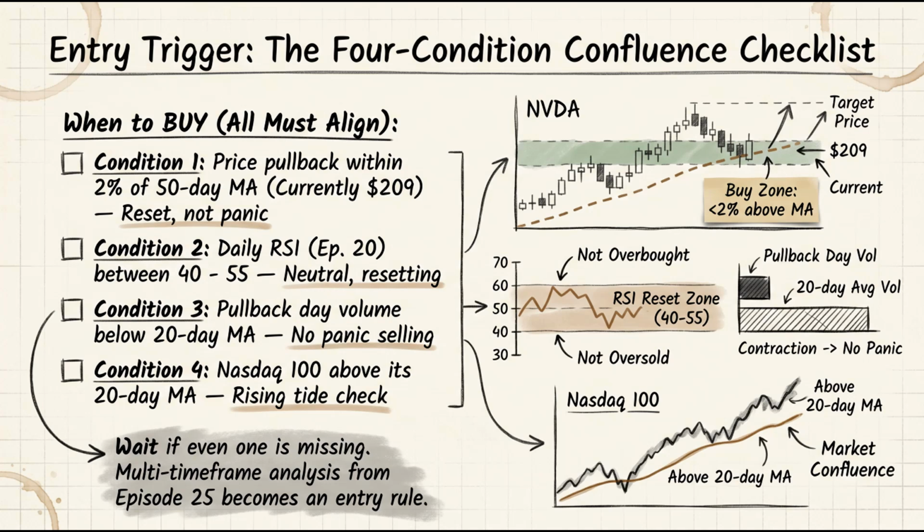We do not buy Nvidia because we like the company. We buy when 4 specific conditions align. First, the price must pull back within 2% of the 50-day moving average, which is currently $209. Second, the daily RSI must be between 40 and 55, indicating a reset. Third, volume on the pullback day must contract below the 20-day average, showing that selling pressure is drying up. Finally, the Nasdaq 100 must be above its own 20-day moving average, confirming the broader market is helping us. If even one of these conditions is missing, we stay on the sidelines. This is how we enforce discipline.